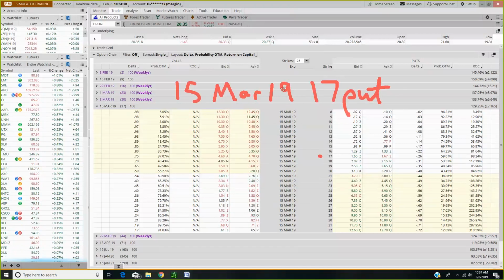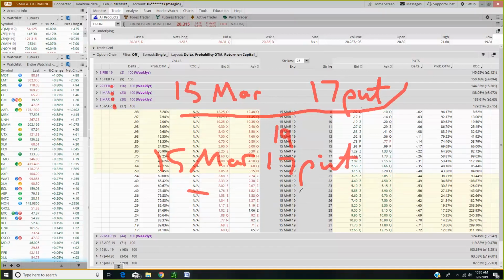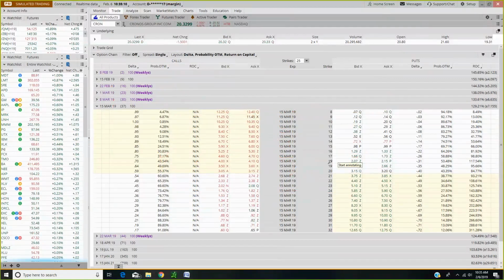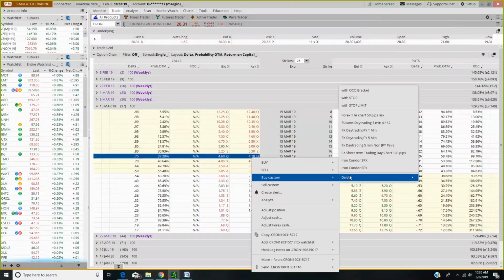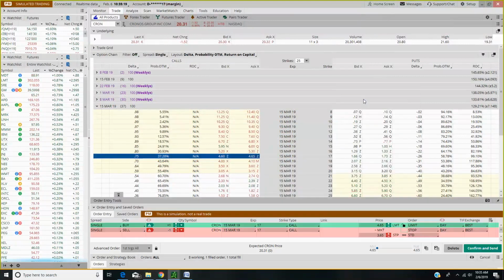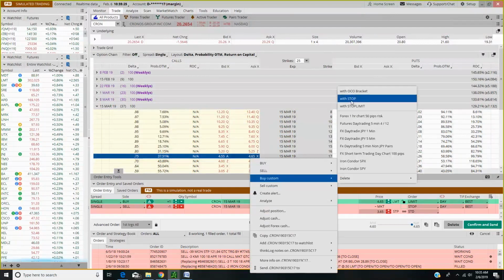Now, this might confuse you guys. I don't want to confuse you. So this is probably how I'm going to write it. The 15 March 17 put. Because this just tells you we're in 2019. So don't worry about these. So it's going to be the 5th. So this is how I'm going to type it in the alert. March 15, 17 put. That's exactly how I'm going to type it in the chat. And that's this put right here. Okay? So what you do is you would right click, and in this case you're going to buy custom with stop. Right click, buy custom with stop.